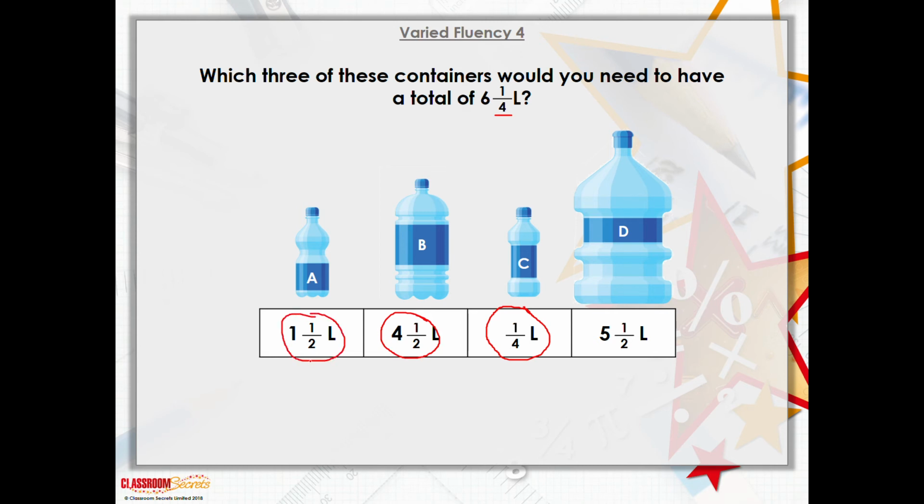So it must be these 3 options altogether, remembering that our halves make a whole. So if we added the 2 halves together, we have 1 whole. And then we've got 1 litre here, so that would be 2 litres. Add on an extra 4 litres, so we would have 6 litres altogether, and then we've got our 1/4 litre there.